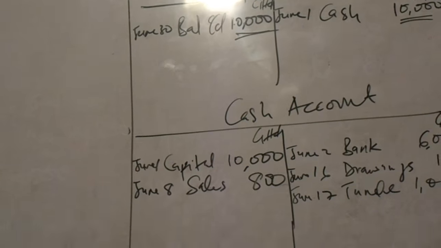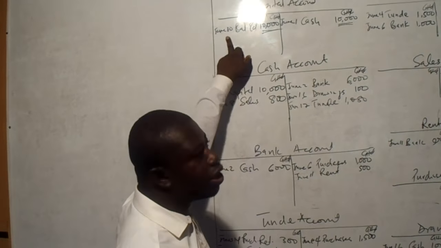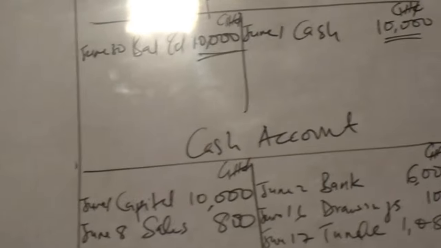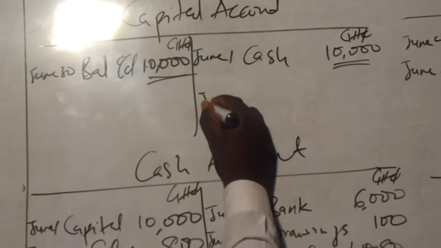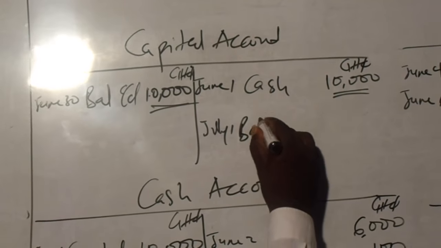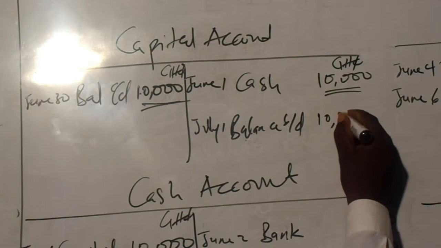I'm closing it off straight away because it's just one entry. Then when we close it off, this balance carry down will begin in July as a balance brought down. So we come down to the opposite side, July 1st, and we call it a balance brought down or balance b/d, the same 10,000. So that is what we have done.